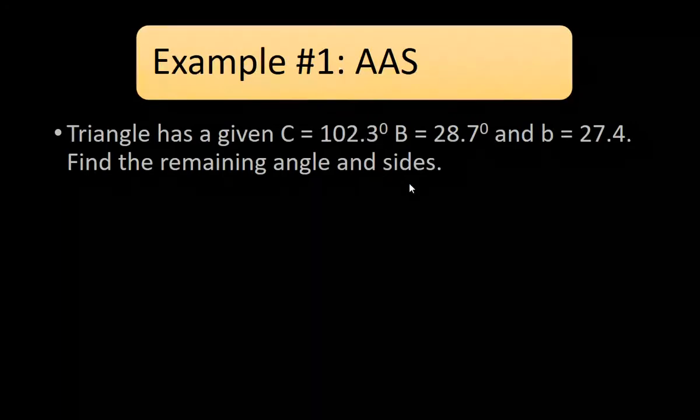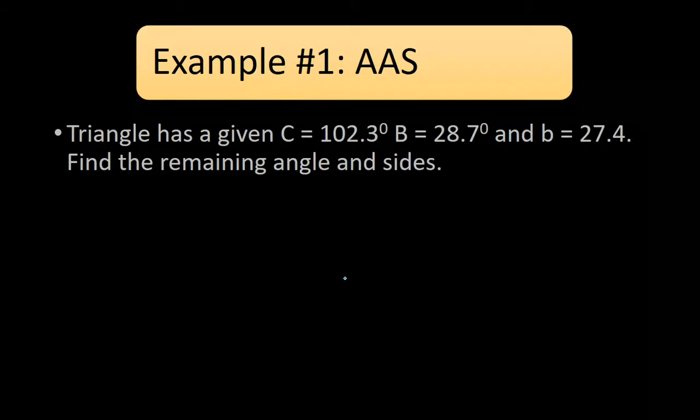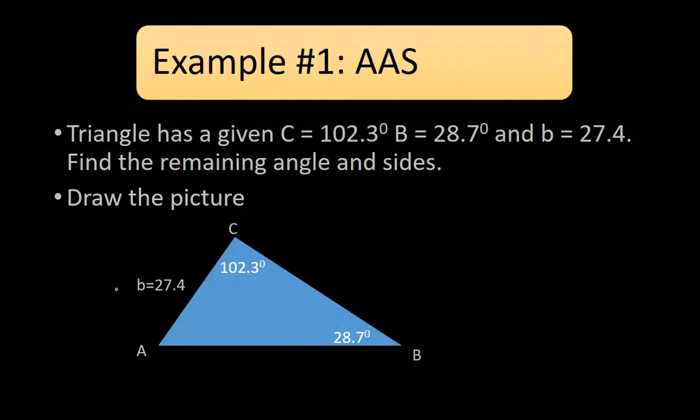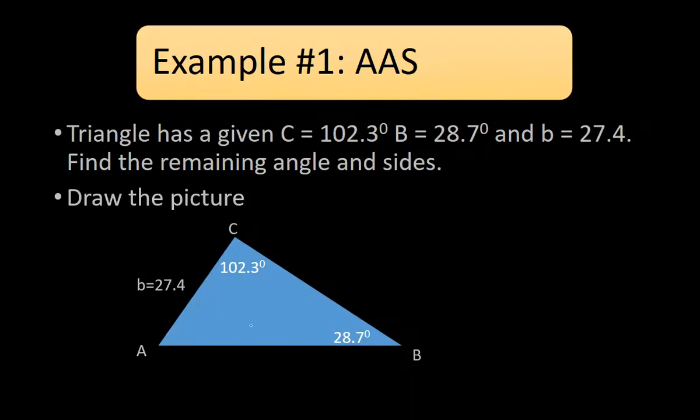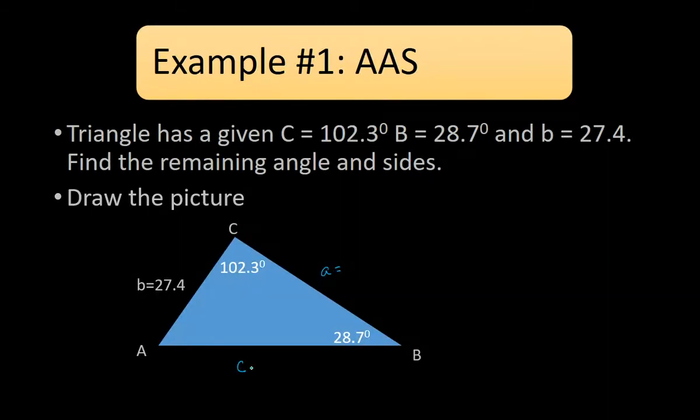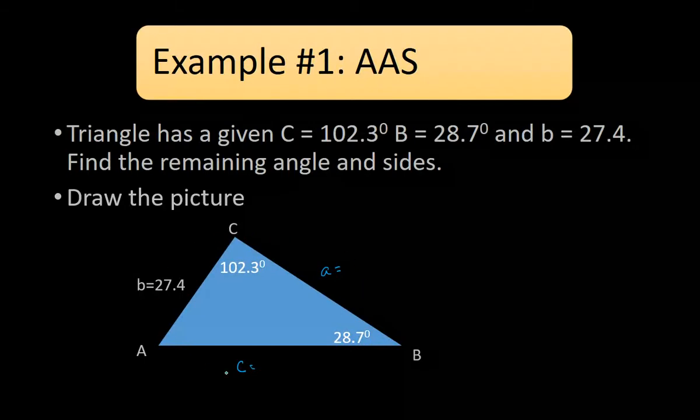So one of the things I always do is draw the picture. And when we draw that, we want to make sure that we are consistent on how we draw. We just want to make sure that the opposite sides have the same letter. And so that means opposite angle A will be little a, opposite angle C will be little c, and we want to make sure that that consistency holds every time.